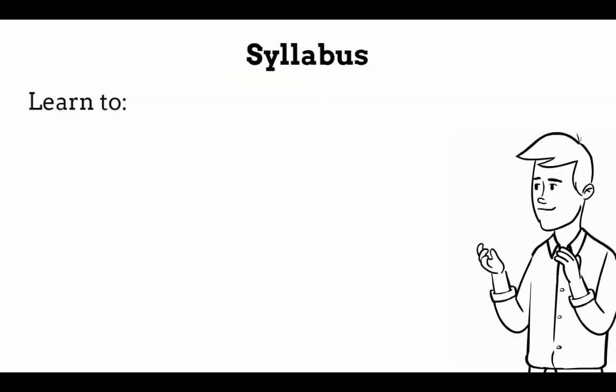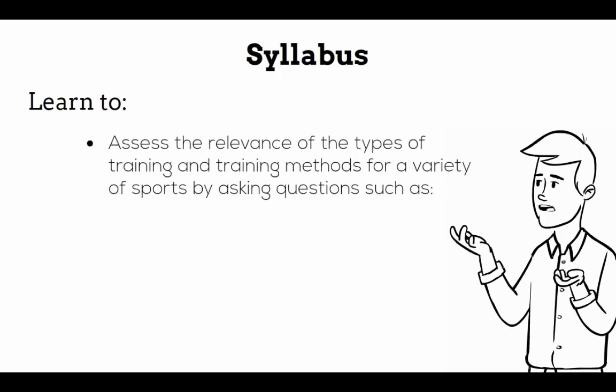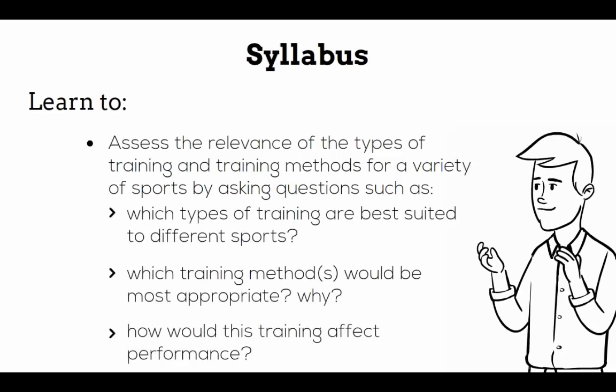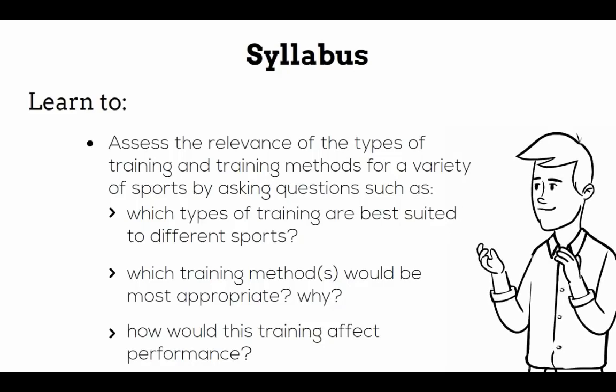The Learn To for the syllabus asks you to assess the relevance of the types of training and training methods for a variety of sports by asking questions such as which types of training are best suited to different sports, which training methods would be most appropriate and why, and how would this training affect performance? Jot down a few of your answers for these questions and we'll discuss them in class.